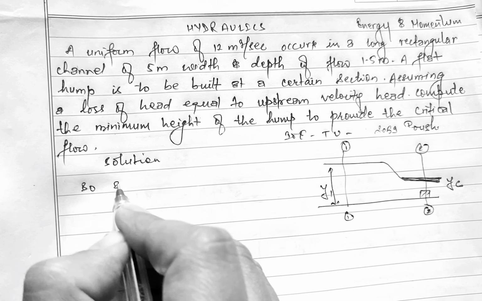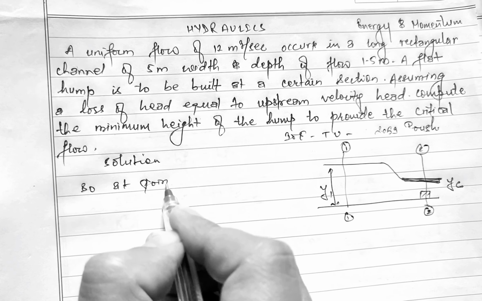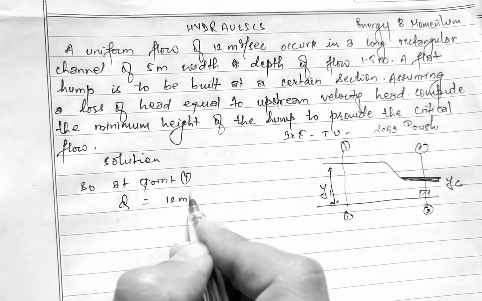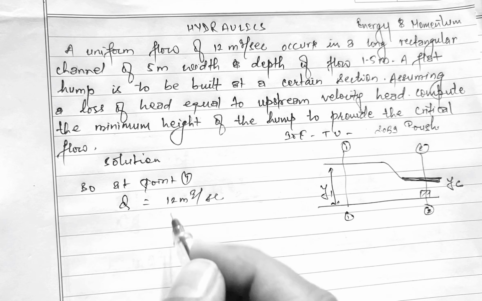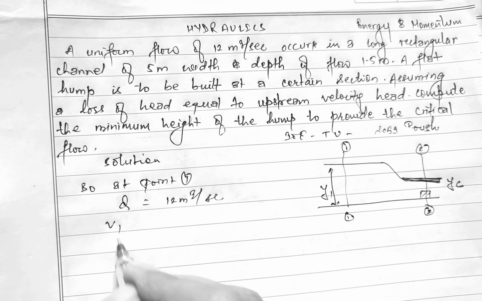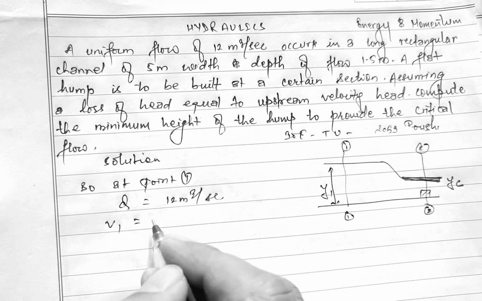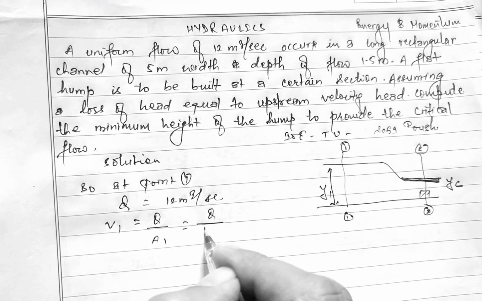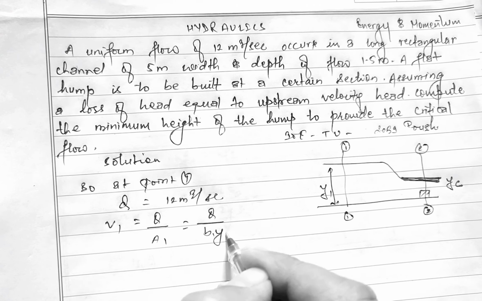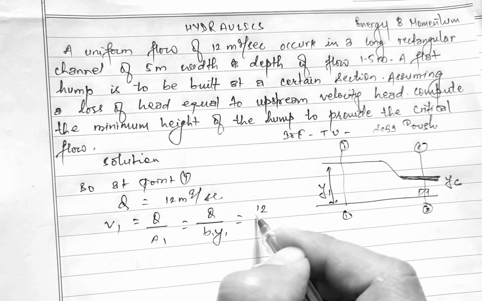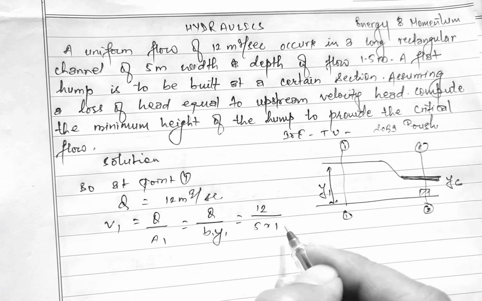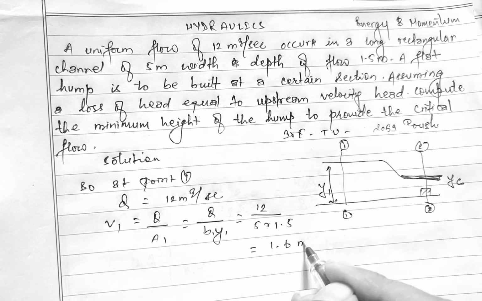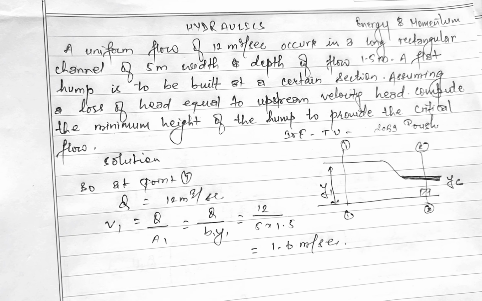So at point 1, discharge Q equals 12 meter cube per second. From the given discharge we'll calculate the velocity at 1, which equals 12 by 5 times 1.5. Solving this, the velocity v1 is 1.6 meter per second.